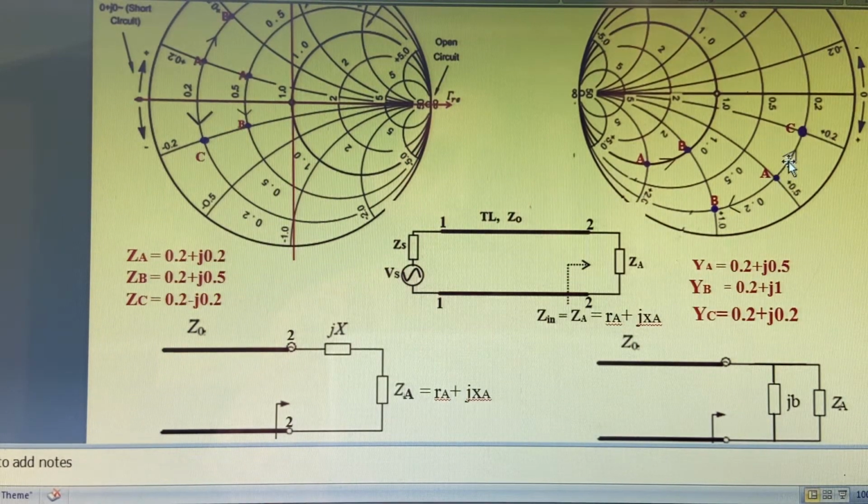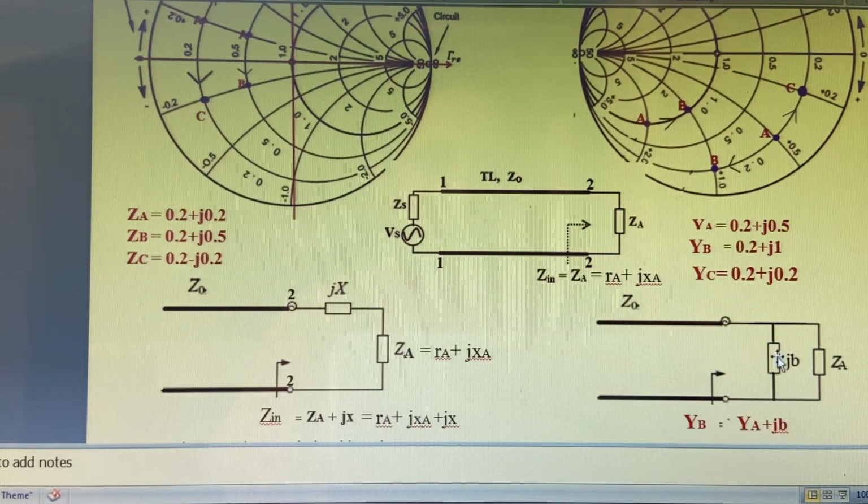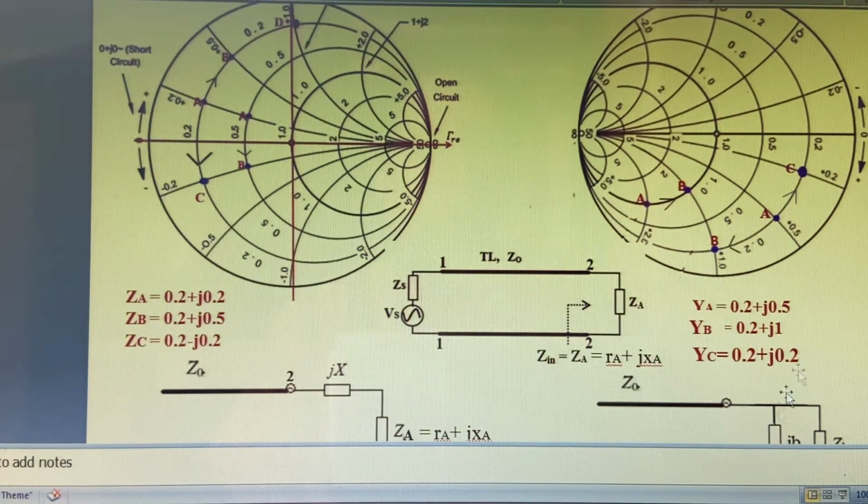If you move in the anti-clockwise direction, that adds an inductor in shunt. If you move in the clockwise direction, it adds a capacitor in shunt. So you can move over any conductance circle, like 0.5, or for example 1. The conductance value of this circle is 1.